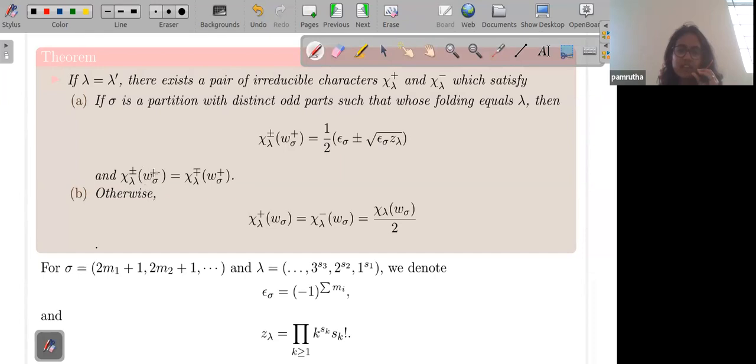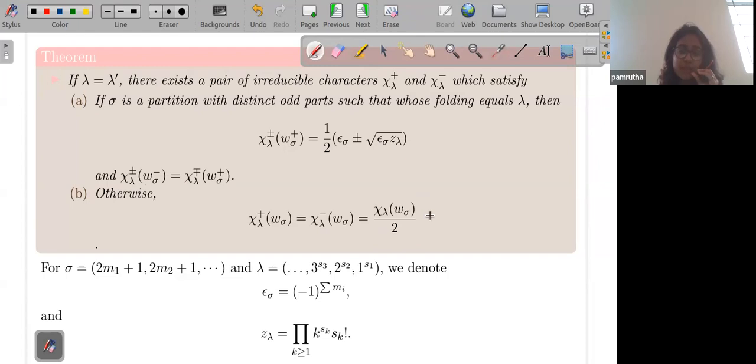So that's why we have W sigma plus and W sigma minus. Now, if sigma is a partition whose folding is not equal to chi lambda, not equal to lambda, then the character value evaluated is simply half of the character value in the symmetric group.